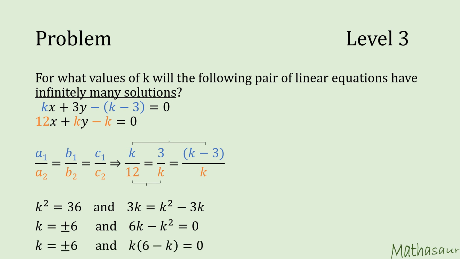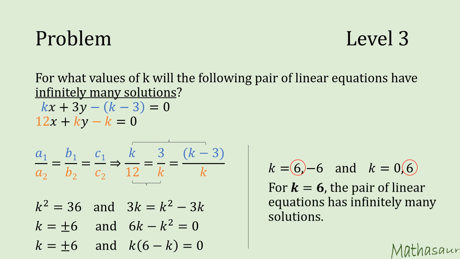And the second equation, upon rearranging, gives us k times (6 minus k) equals 0, which means that one of the terms is equal to 0. So either the first term k is equal to 0 or the second term 6 minus k is equal to 0. So the first one gives us k equals plus 6 or minus 6, and the second one gives us k equals 0 or 6. Now the solution common to both the equations is k equals 6. So for k equal to 6, the pair of linear equations has infinitely many solutions.